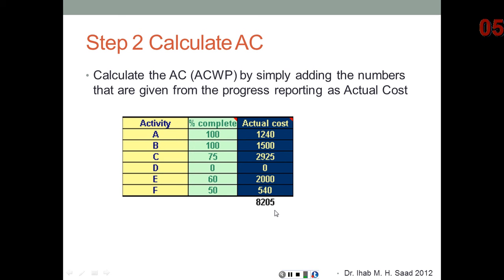Remember, to solve this problem, the main ingredients are going to be the AC or ACWP, the BCWP or earned value, and the BCWS or planned value. These are the 3 numbers that can be manipulated to reach the variances and the indices and get all the analysis done. So step number 2, just add the numbers to calculate the AC or actual cost for work performed.